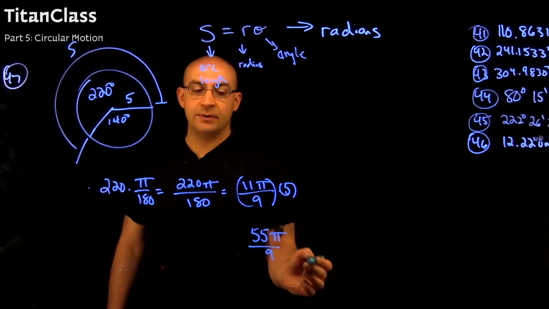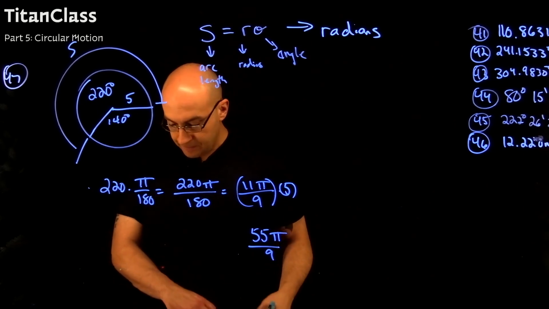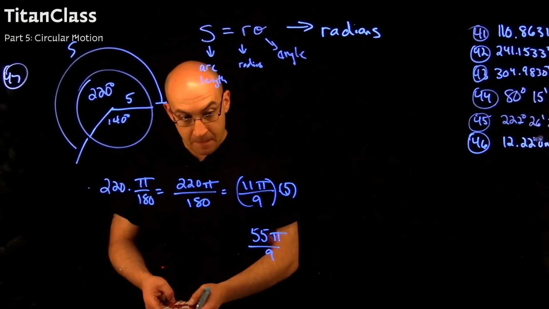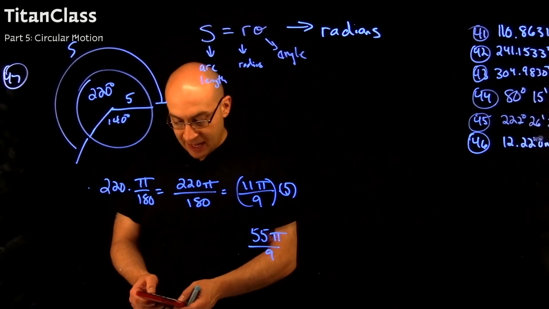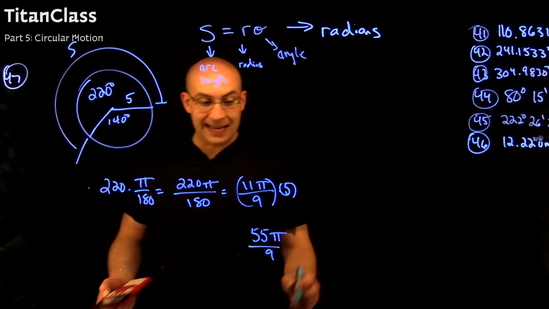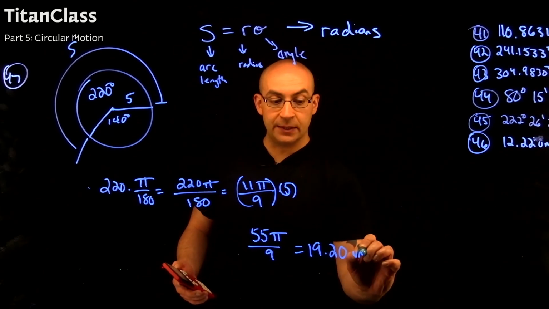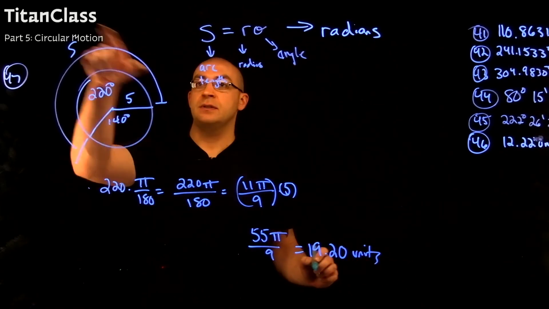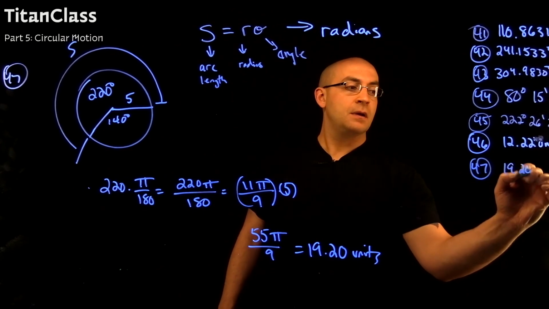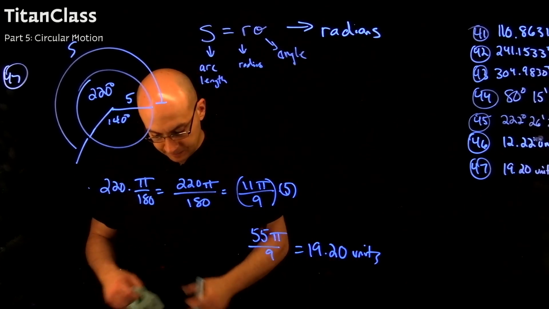Final step, give me the decimal value of this measurement. 55 times pi, enter, divide by 9. And we're going to get 19.20 units, which is the measurement of that arc. All right, let's move on.